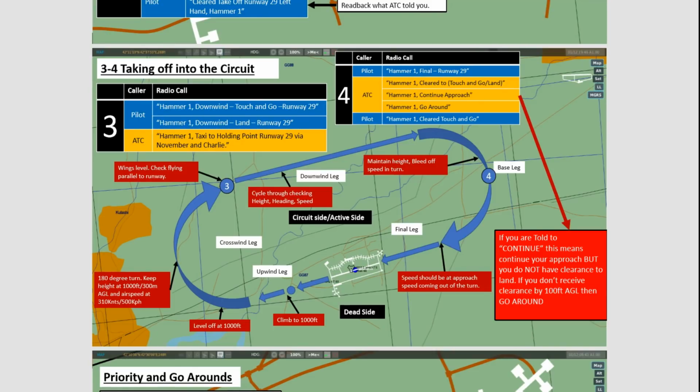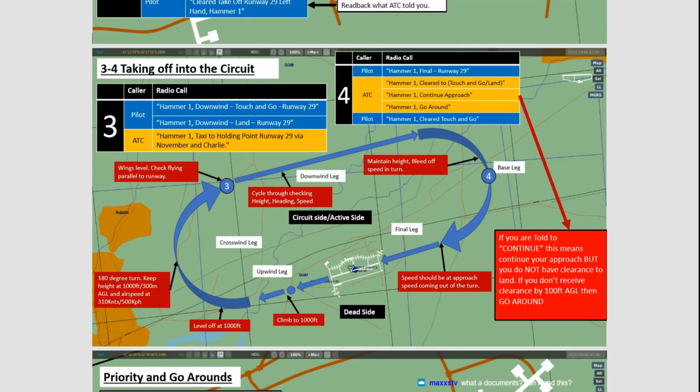Usually ATC will just tell you how many people are ahead in the circuit. You don't have to respond to that, it's just a piece of information to help you. On the downwind leg, you want to make sure this is flown quite accurately. Make sure you're not going too fast and running into people ahead, or going too slow, and that you're at the correct height.